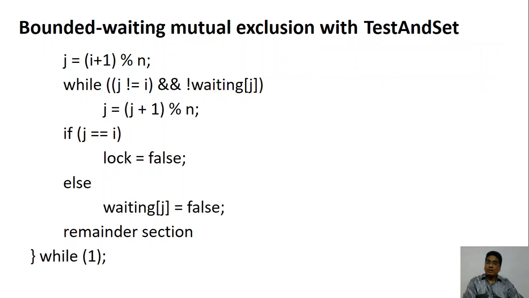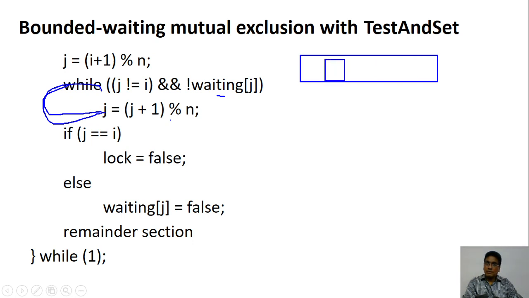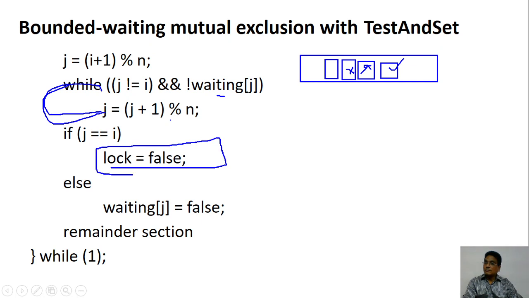So if j is not equal to i, and if it is not waiting, you keep on rotating. Suppose you are here, you go to the next one and ask, are you waiting? He says, no, I am not waiting. You go to the next person, are you waiting? He says, no, I am not waiting. Forget it. You go here and ask, are you waiting? Yes. Then come out. So you set the lock false.